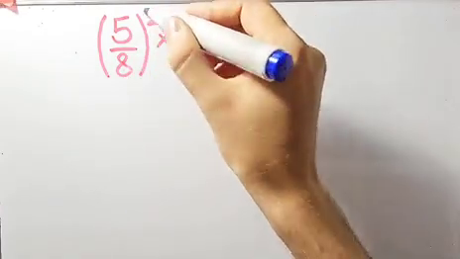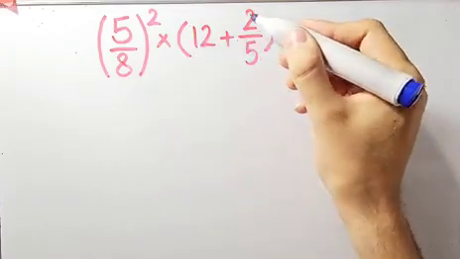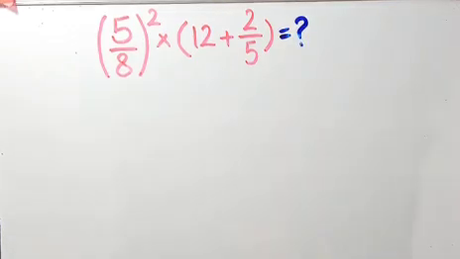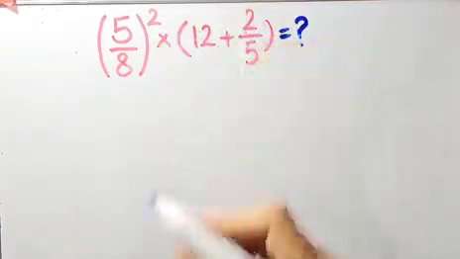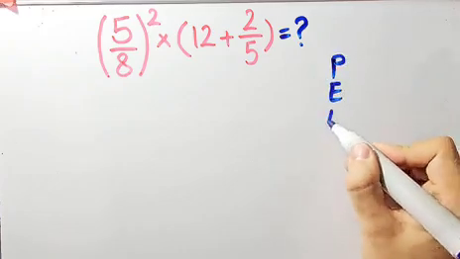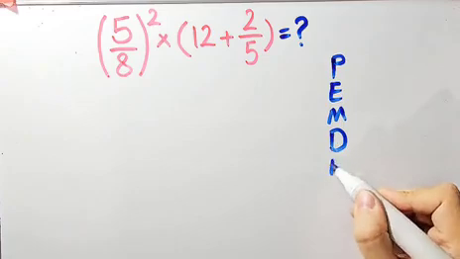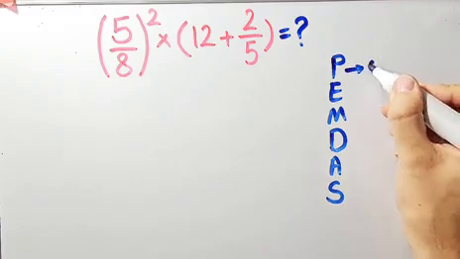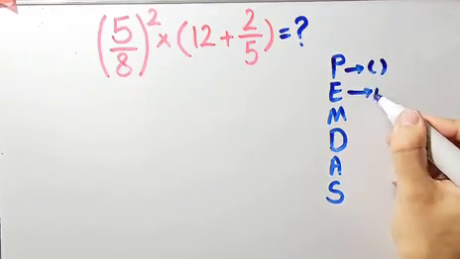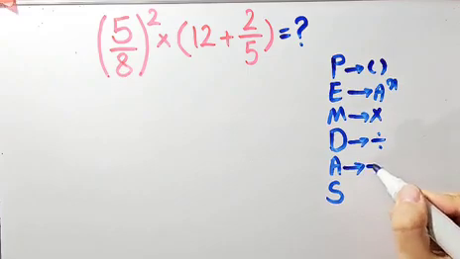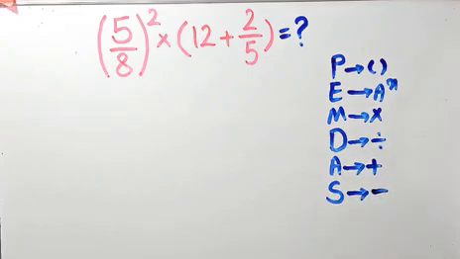Okay guys, let's solve another question about PEMDAS rule. 5 over 8 to the power of 2 times open parentheses 12 plus 2 over 5 close parentheses. What is the answer of this question? Can you solve it? We have exponent, multiplication, parentheses and addition. To solve this question, we need to follow the order of operations, which is PEMDAS. PEMDAS shows the priority of the mathematical operations, and if you don't pay attention to the PEMDAS rule, you get the wrong answer. Okay guys, in the PEMDAS rule, P stands for parentheses, E stands for exponent, M stands for multiplication, D stands for division, A stands for addition, and S stands for subtraction.